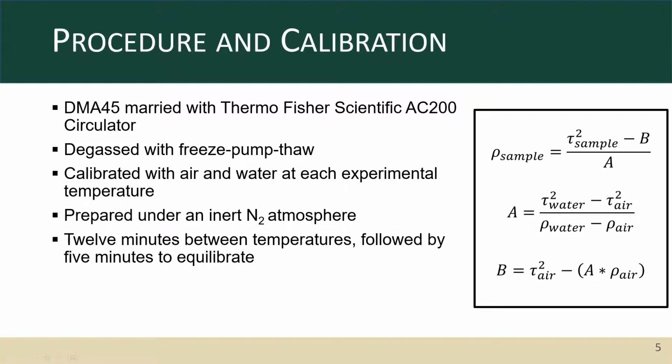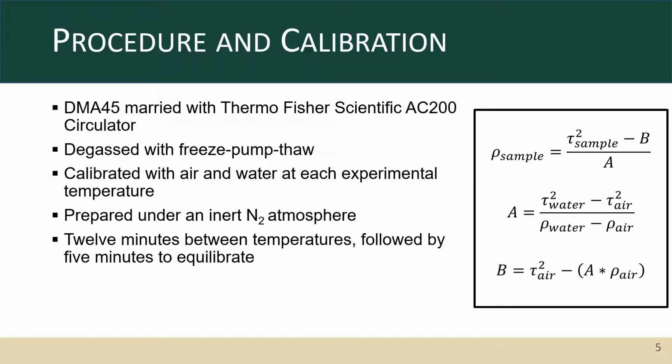The DMA45 was married with a Thermo Fisher Scientific AC200 circulator that was able to do the entire experimental range from 5 to 95 Celsius. That coolant was circulated through about 18 inches of insulated tubing. All the samples were prepared with an inert nitrogen gas atmosphere in a glove box, then transferred to a Schlenk line and degassed with the freeze pump thaw method.